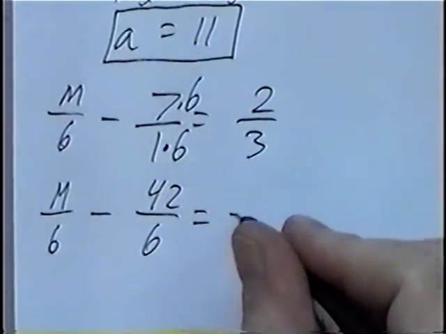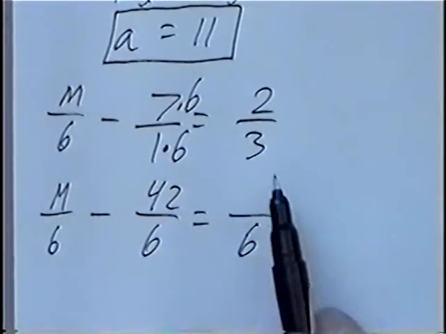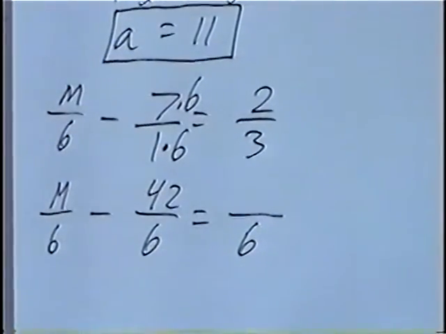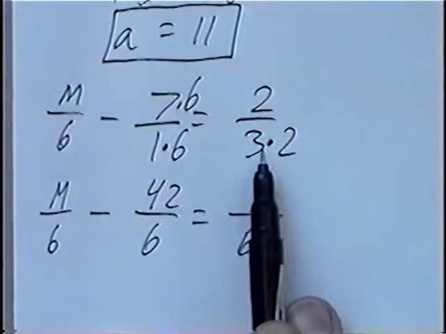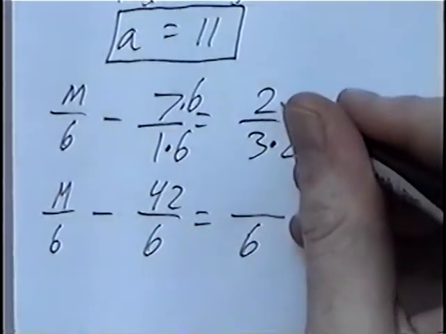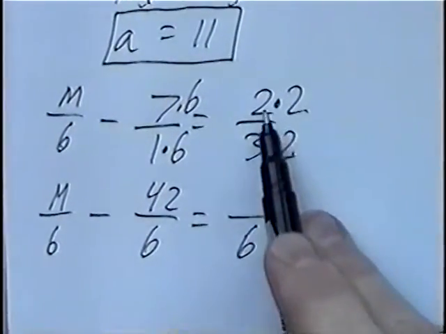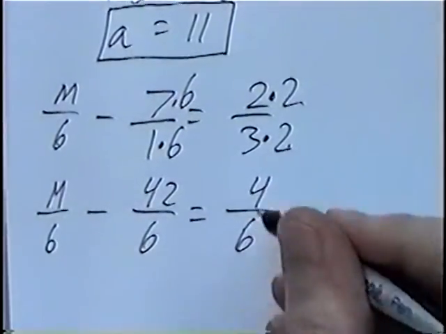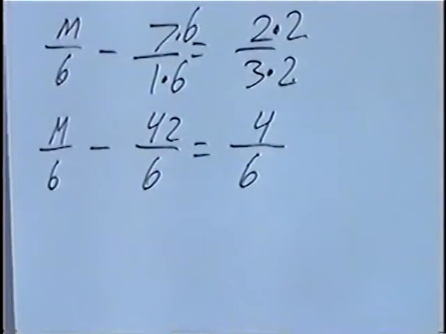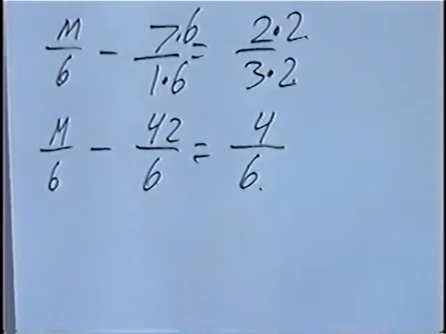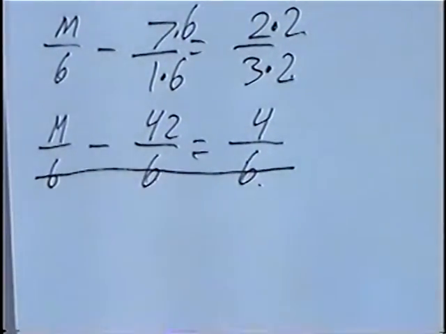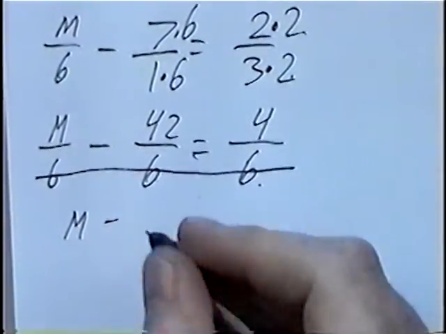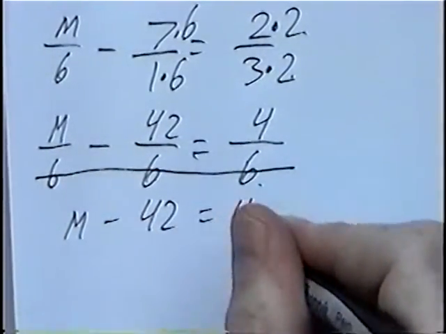Equals, and again 2/3, we want to change that so the denominator is equal to 6. To change 3 to a 6, we're multiplying by the number 2. 3 times 2 would be 6, and the numerator will multiply by the same number. 2 times 2 would be 4. So getting the common denominators, now they're all 6. All the denominators are equal, so we can cross those off or ignore them. And we can rewrite the equation just with the numerator or top numbers. m minus 42 equals 4.